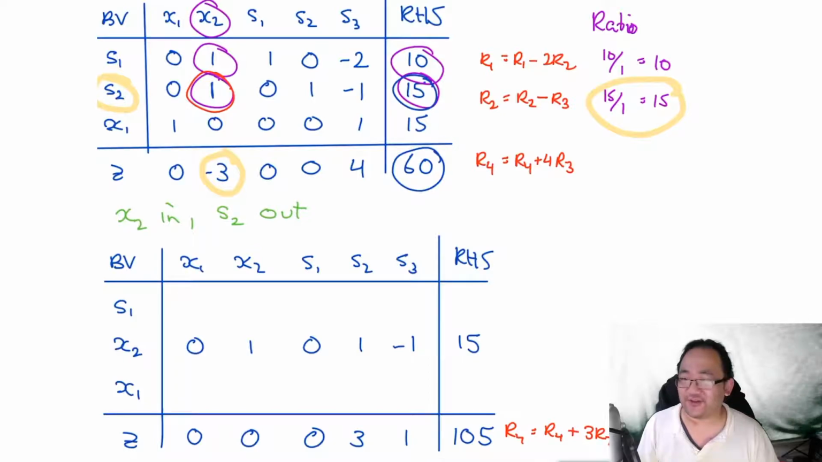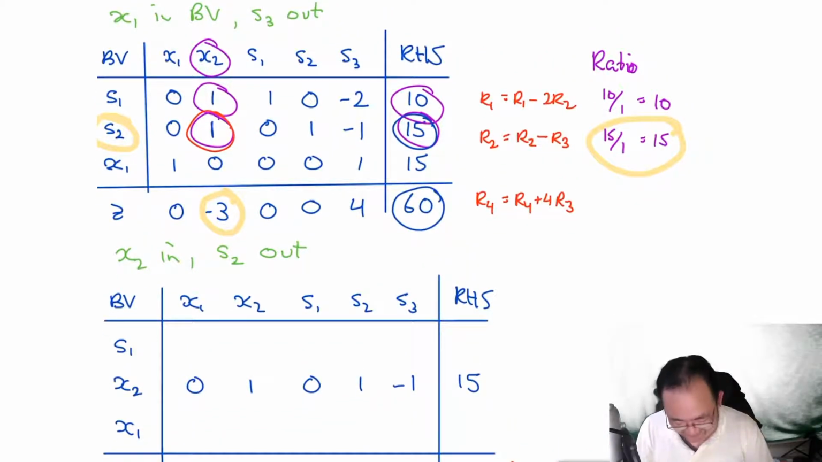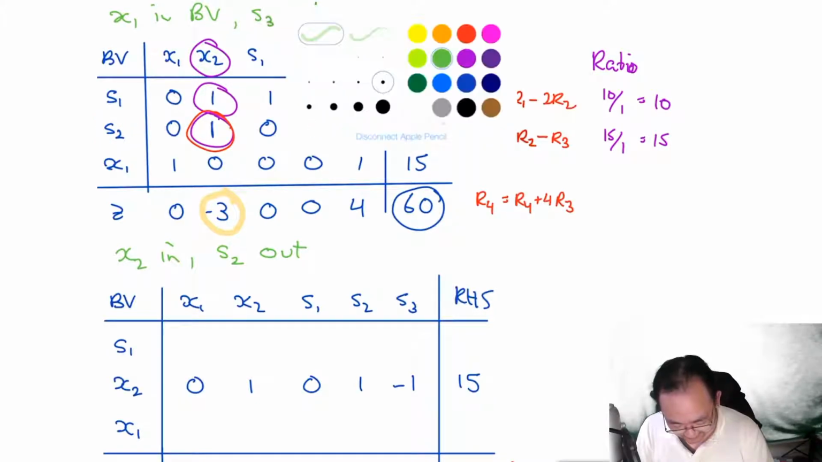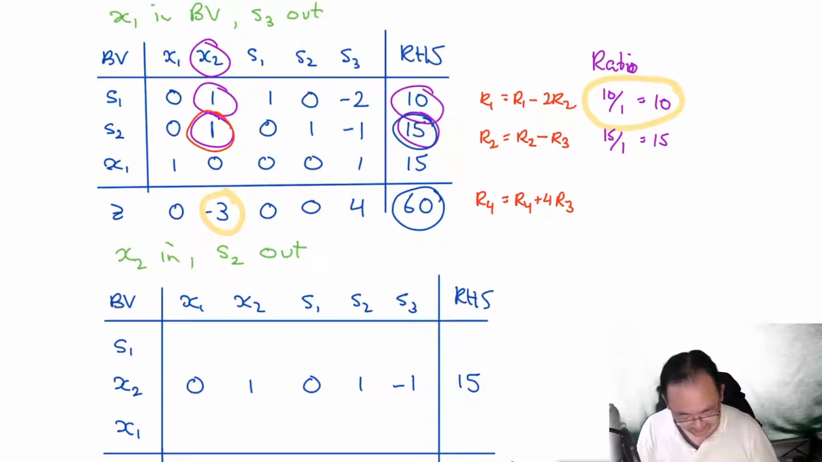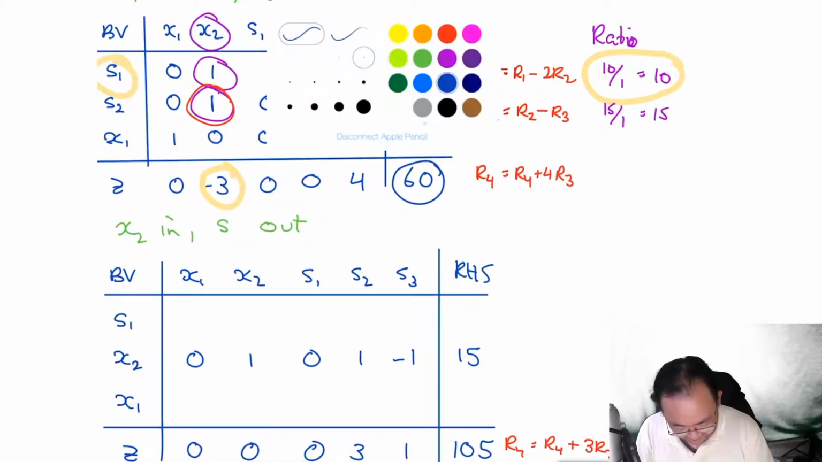I have a feeling I've done something wrong. So I'm slowly checking my calculations. 10, 15, 15, and then we've got 10 and 15 by the ratio. And then I've got 3. It looks like I've got a problem somewhere. Oh, I'm so sorry. Turns out I picked the wrong result of the ratio test. I should have picked S1. So it's going to be S1 out.